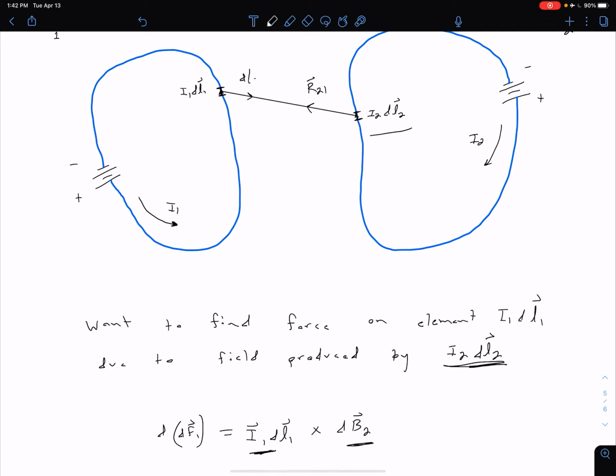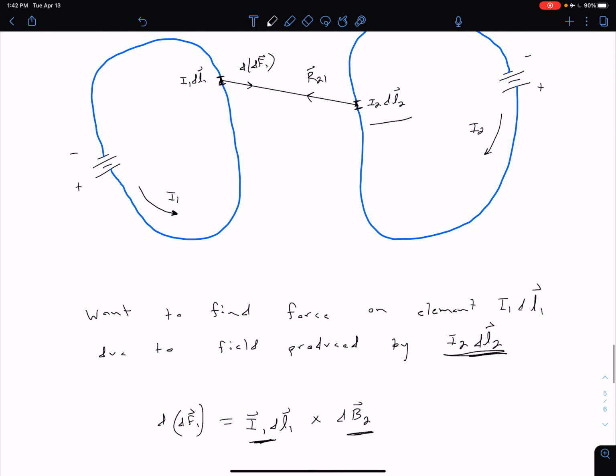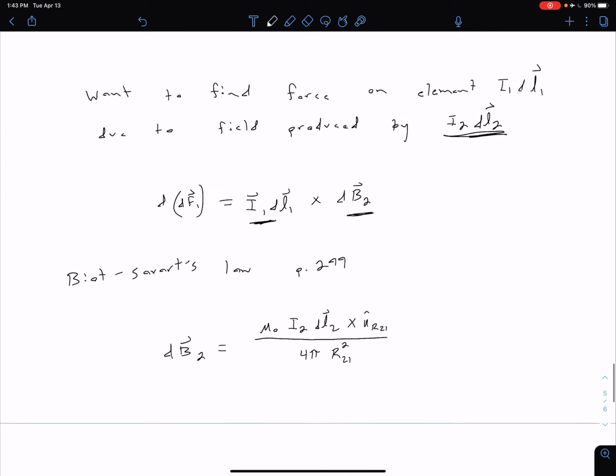So this is our dF1, okay? And so what that's telling us is that our circuits are being pulled towards each other, or rather our circuit 1 is being pulled towards circuit 2.